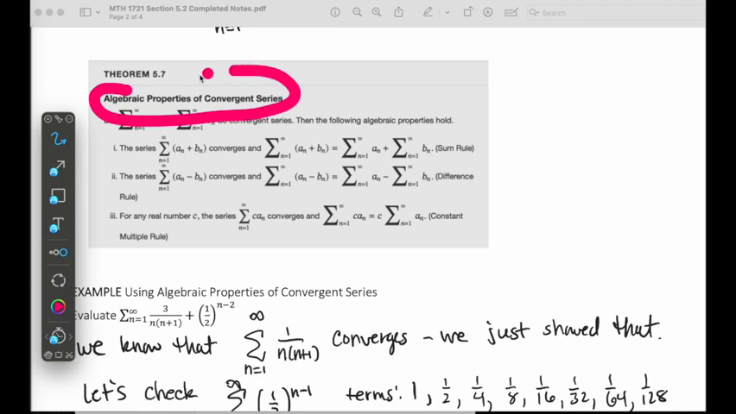So now let's look at the algebraic properties of convergent series. The key to this is to know that the series of a_n and b_n both have to converge for these to hold true. If a_n and b_n are convergent series, then if I have the sum of a_n and b_n, I can split them up into two separate sums. Same thing goes for the difference. That's called the difference rule. I can split it up by subtraction. Again, I have to stress that you have to know for sure that these individual series converge. And then if you have a convergent series with a constant in front, you can just pull that constant out in front.